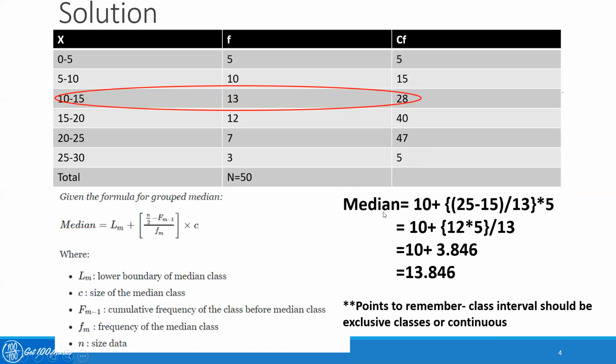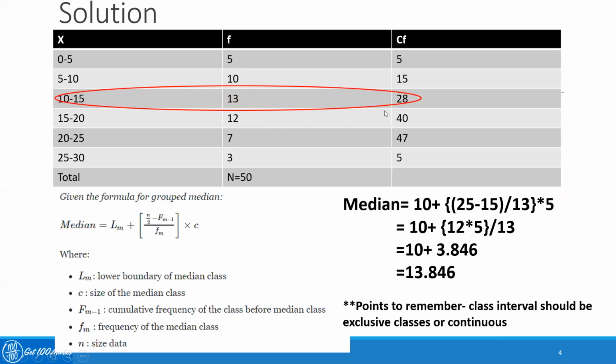Now let's see how to calculate the median. The first thing is we have to identify the median class. Which is my median class? The n by 2 value which is crossing in the CF column. So n by 2 here is 25. I can see the immediate value which is greater than 25 is 28. So my corresponding class will be the median class.